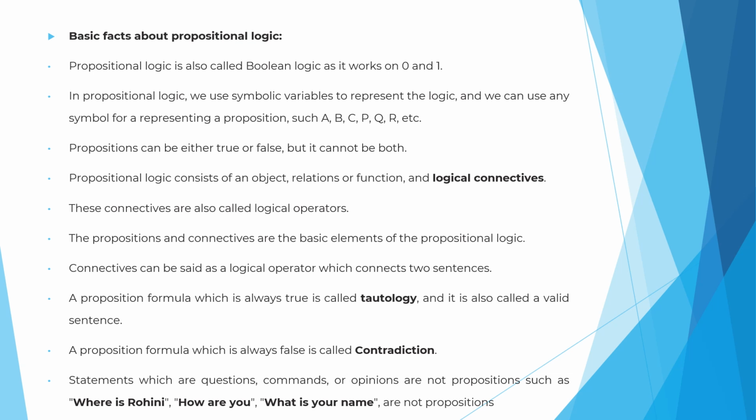Propositional logic consists of objects, relations, functions, and logical connectives. These connectives are also called logical operators. The propositions and connectives are the basic elements of propositional logic. Connectives can be said to be logical operators which connect two sentences. A propositional formula which is always true is called a tautology, and it is also called a valid sentence. A propositional formula which is always false is called a contradiction.